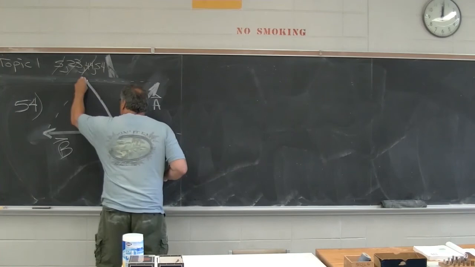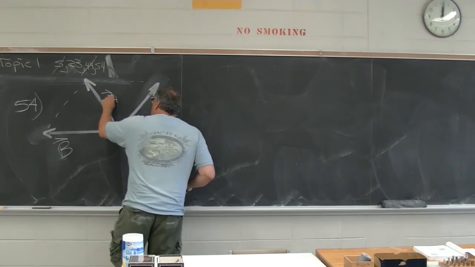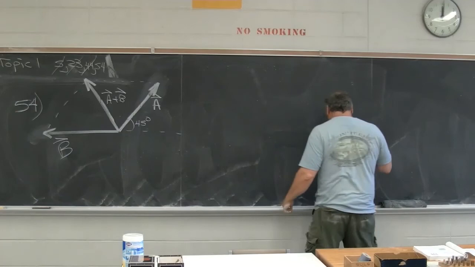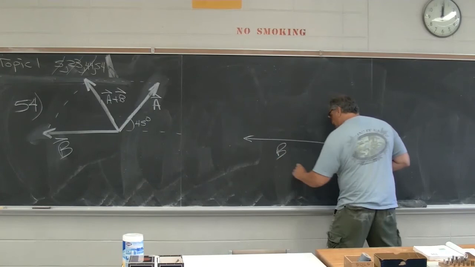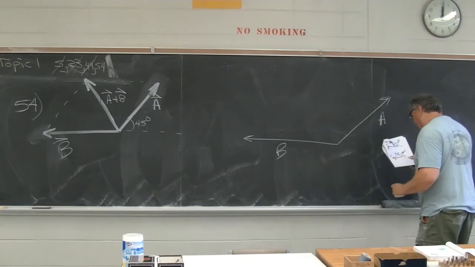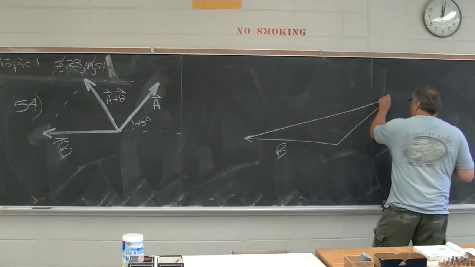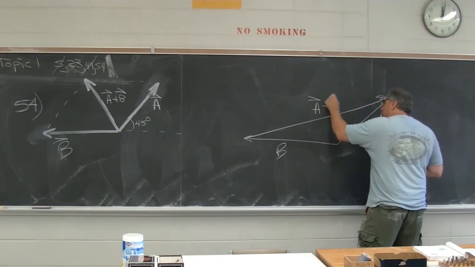It's shorter than the other two were. This is A vector plus B vector, and that's what they're talking about there. Ironically, the subtraction is going to be a longer vector. If this is B vector, this is A vector minus B vector.